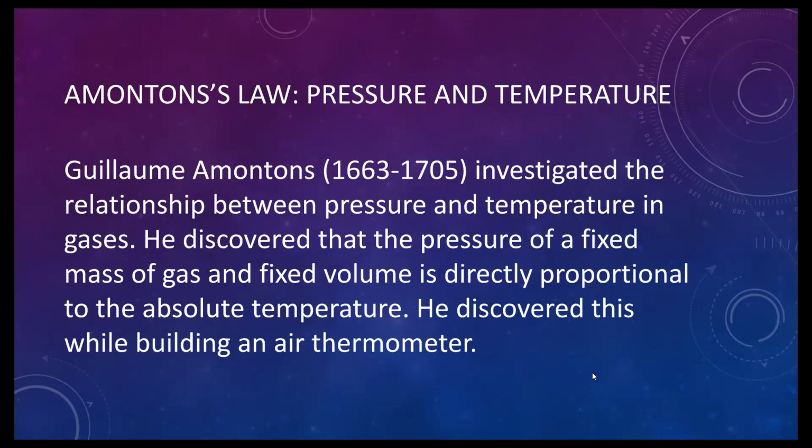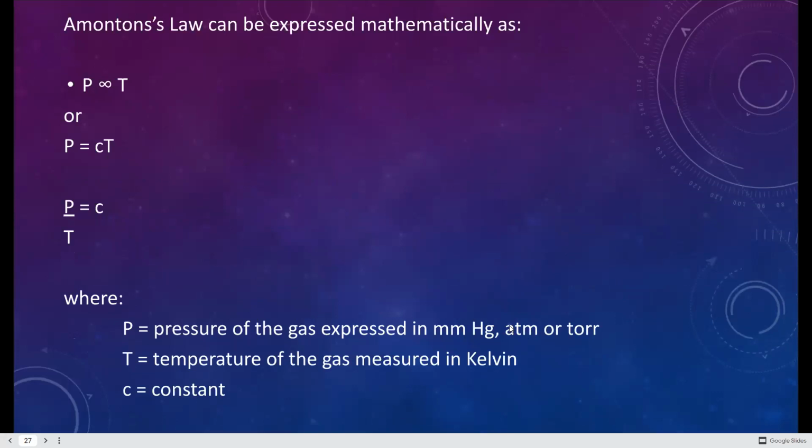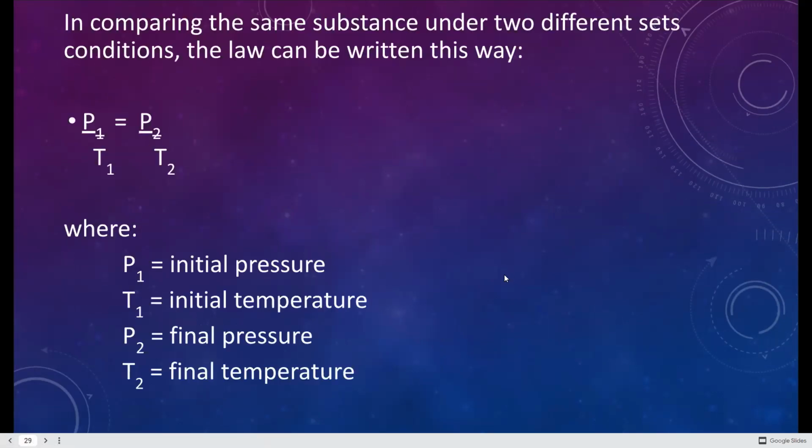So if this is so, the formula in Hamilton's law or Gay-Lussac's law is pressure over temperature, or this is P1 over T1 is equal to P2, or pressure 2, or final pressure, over final temperature. So let's have this example.